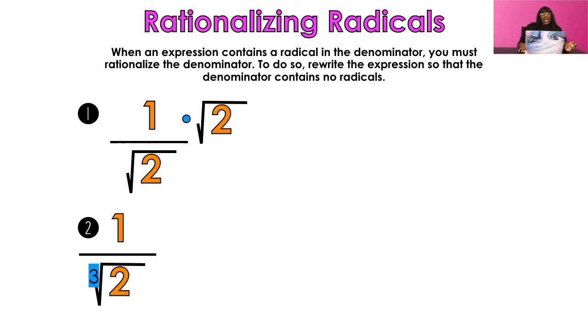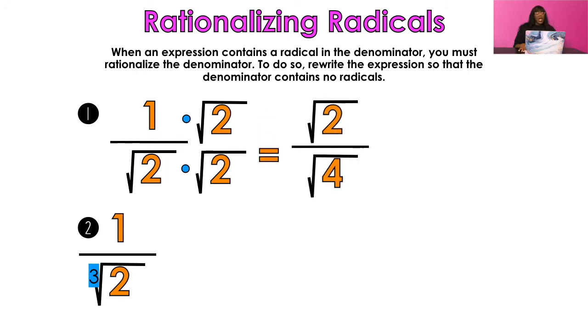So I have a radical 2 in that denominator. So I'm going to multiply it by a radical 2 to get rid of it. That's pretty simple, right? Because I'm going to get radical 2 on top. And then that 2 times that 2, remember that rule that we learned in the last part, is if my radicals are the same type of radical, I can multiply both of those numbers. So 2 times 2 equals 4.